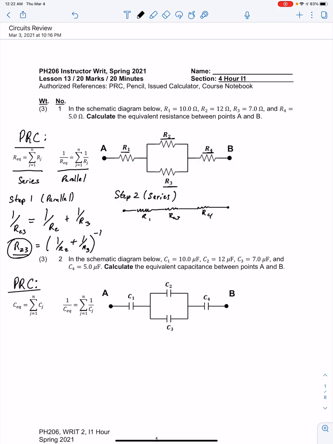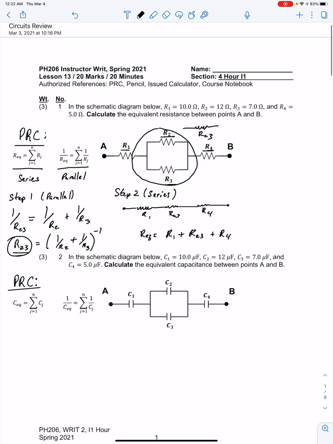Notice now that all three of them are in series because you converted this one into just one resistor of equivalence. Okay, so all you have to do is, when it comes to series for resistors, it is summing them up. R1 plus R2,3 plus R4. And that is your answer, your algebraic answer for this problem.